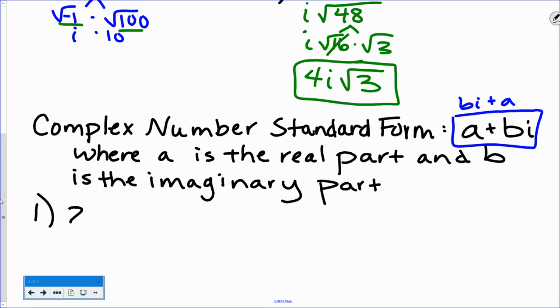So for example, if I have 2 minus the square root of negative 25, and I want to write this in standard form.